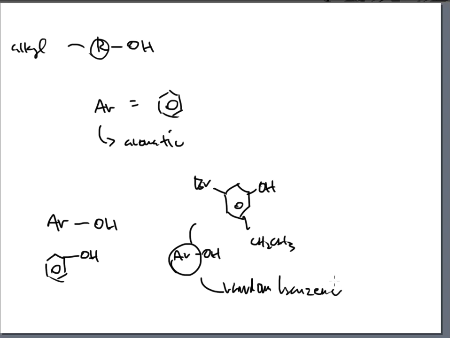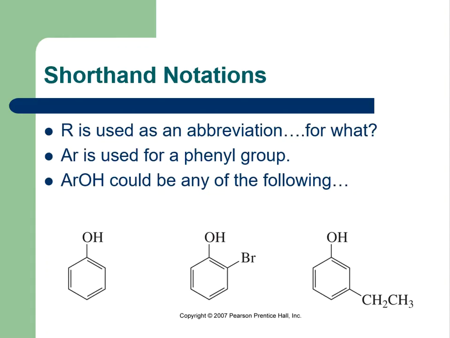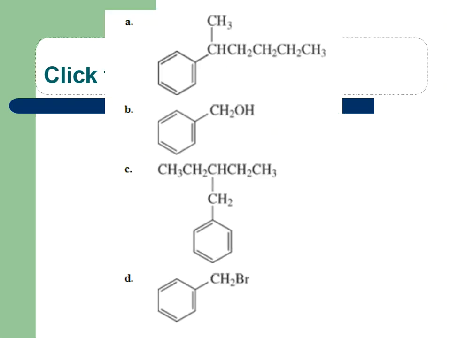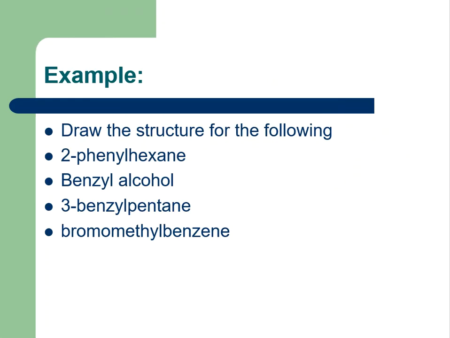Okay? All right, so that's where this lecture video is going to stop. Before, though, you click the close button, I want you to go back and take a look at this particular example problem. So this example problem is going to say, draw the structure for the following: 2-phenylhexane, benzyl alcohol, 3-benzylpentane, and bromomethylbenzene.